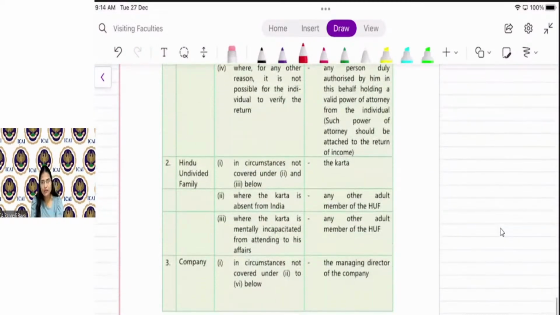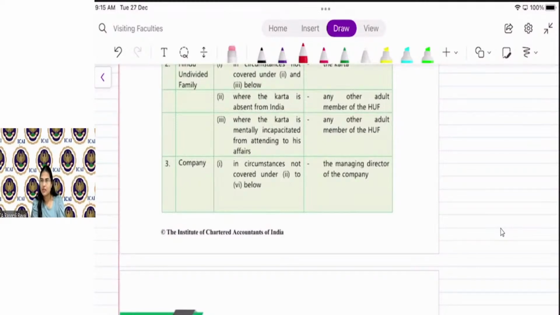In case of HUF, the Karta needs to sign the return. If the Karta is absent from India, then any other adult member of the HUF can sign the return. If the Karta is mentally incapacitated from attending to his affairs, then also any other adult member of the HUF can sign the return, but not a minor.